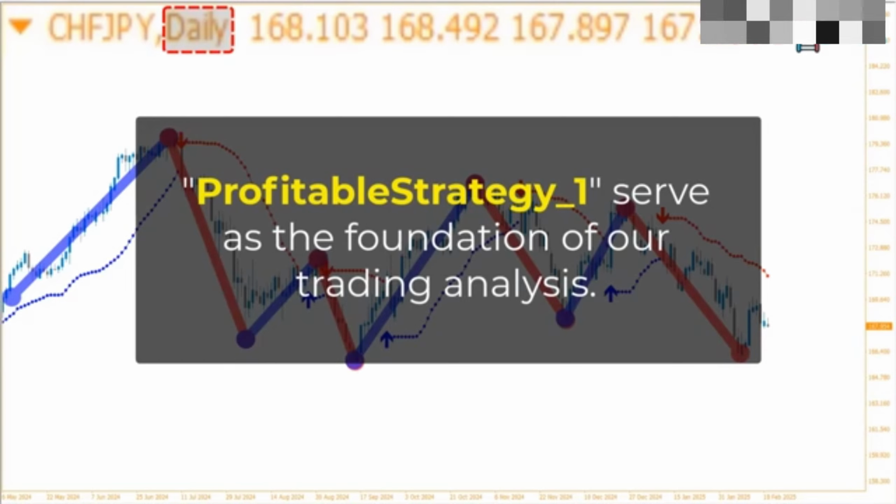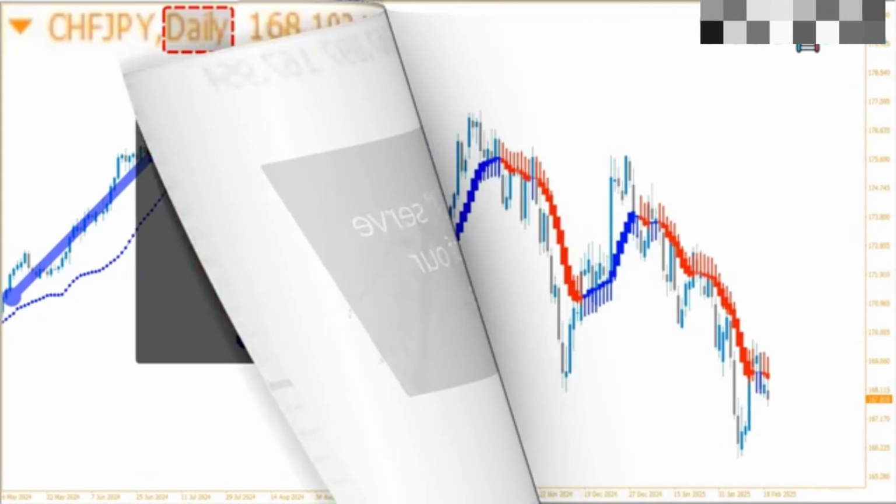Exactly what you need for a solid market structure. But now let's take it one step further. I'm about to introduce you to Profitable Strategy Indicator 2, the tool designed to sharpen your entry and help you maximize every opportunity in the market.